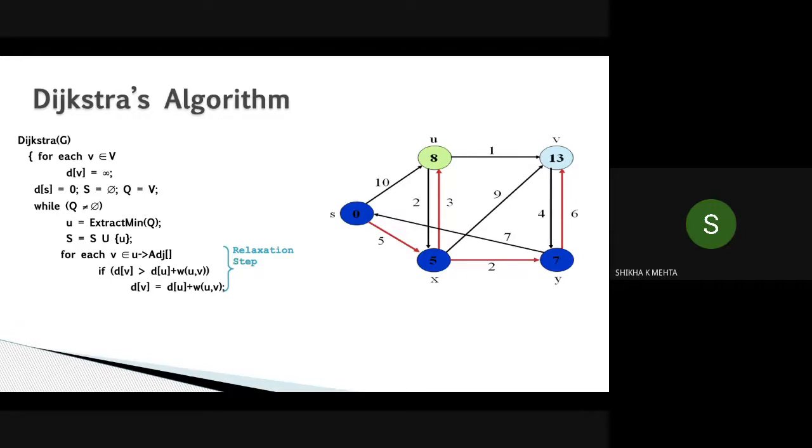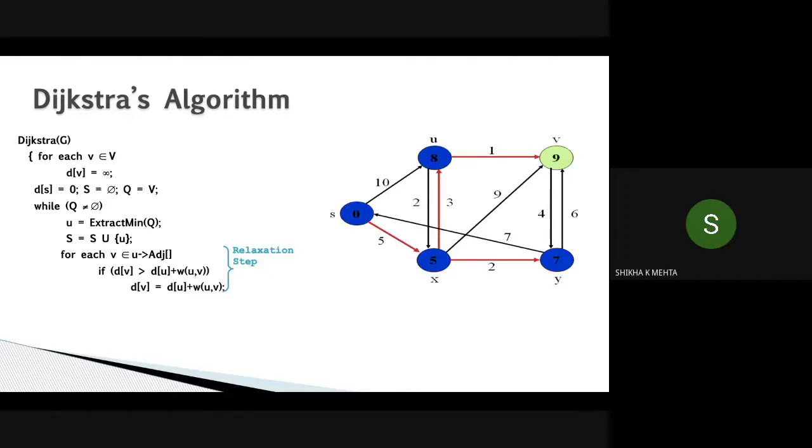Another vertex which is connected to U is V. Here you see the new value it will get is 9 and the old value is 13. So we can further relax this particular vertex. So its updated value is 9.